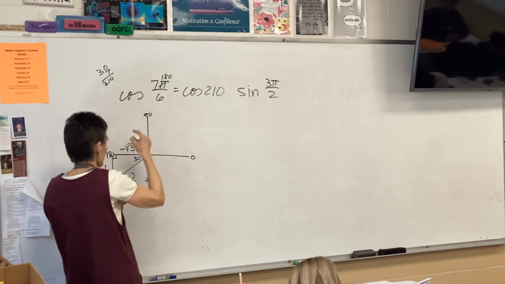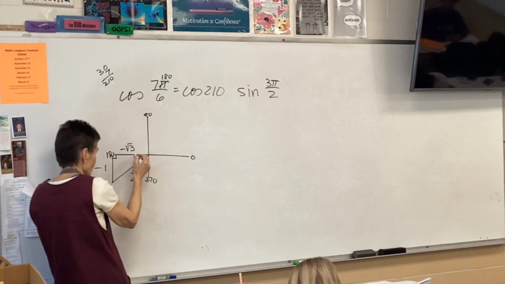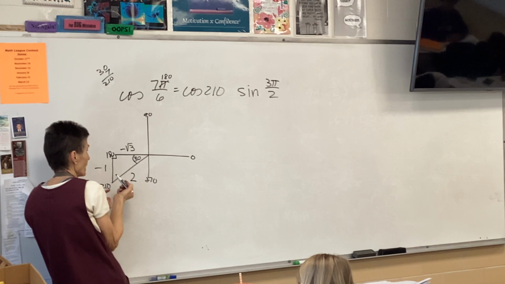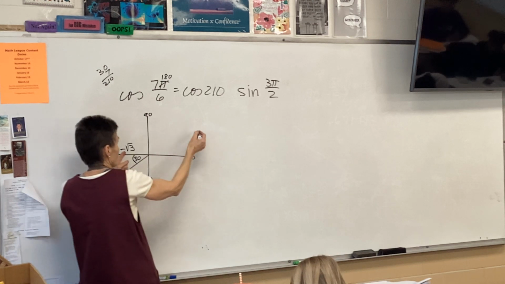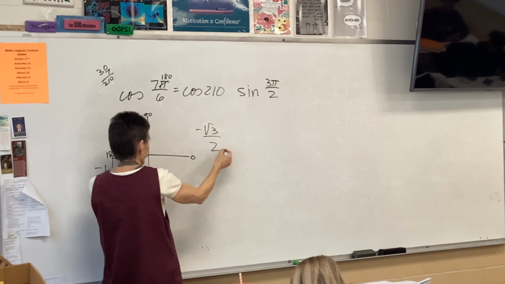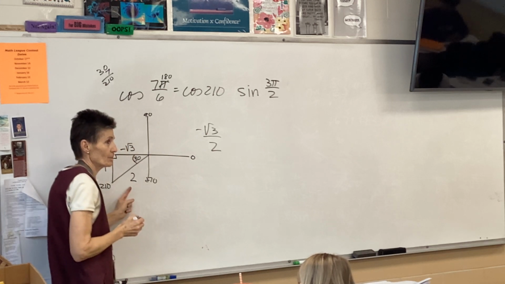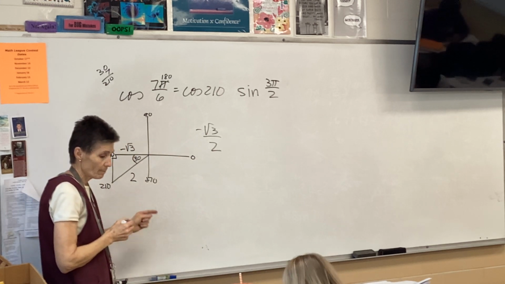I want the cosine. Here's your angle. Cosine is what? Negative root 3 over 2. Adjacent over hypotenuse.